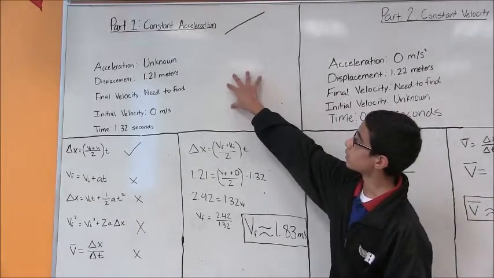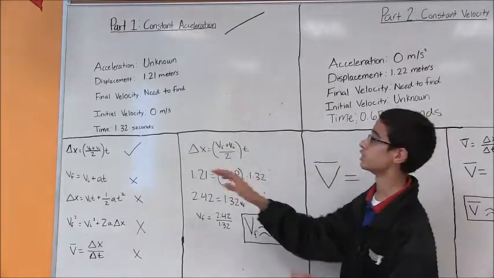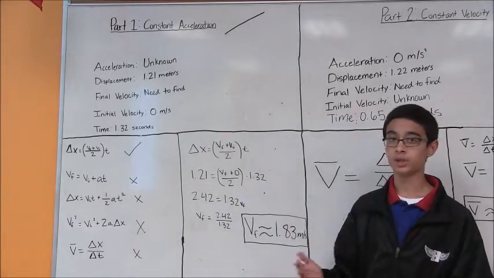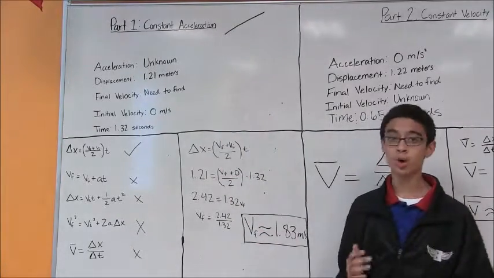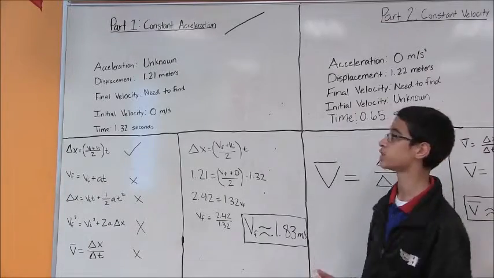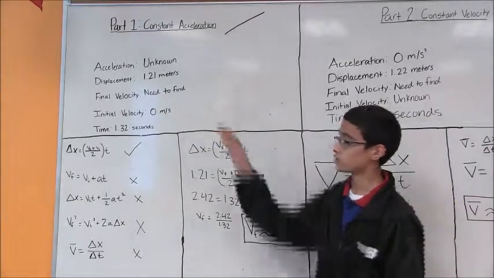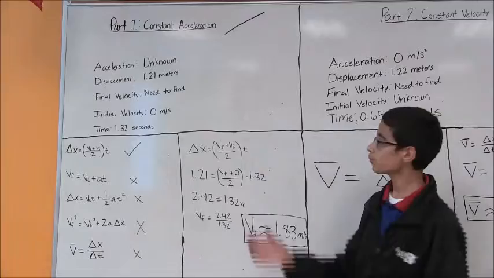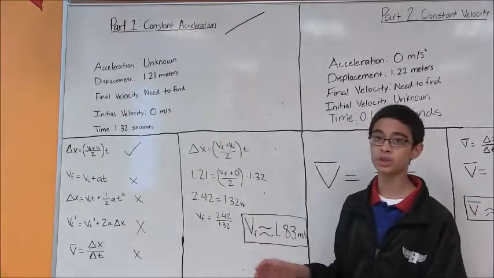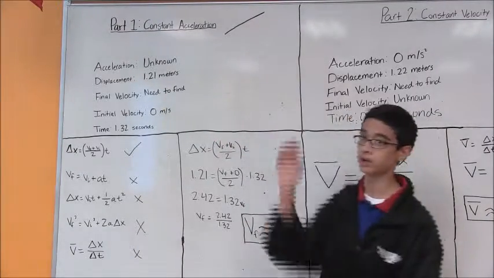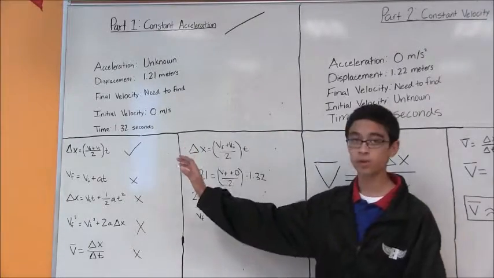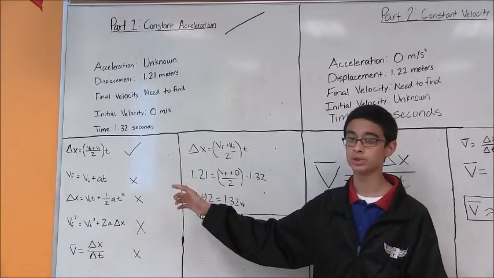So during the part in which it has constant acceleration, the acceleration itself is unknown. It displaces 1.21 meters in the x direction. The final velocity is what we need to find. The initial velocity is 0 meters per second because it starts at rest. And the time it takes for all of this to happen is 1.32 seconds.